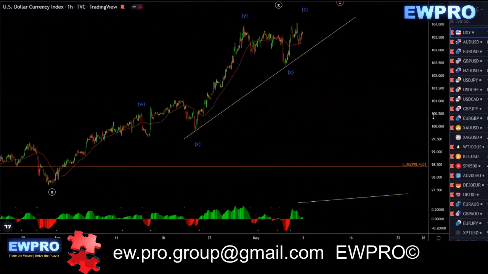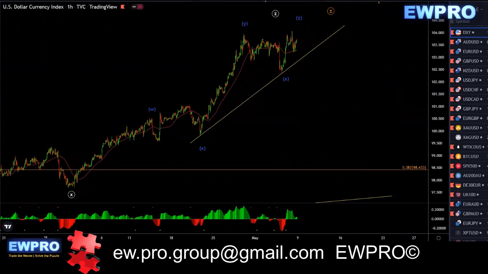Looking at the H1, it's pretty much played out like we were looking at. We've got that WXY X2 and we've got that Z up, and we do have the bear divergence at this stage. So if you do get a sell setup now, you can start looking for that sell.